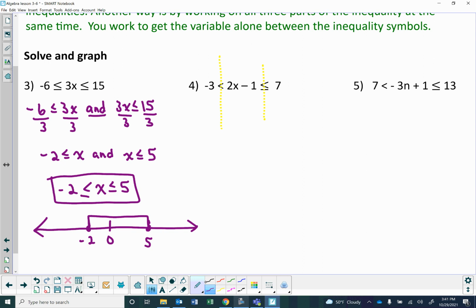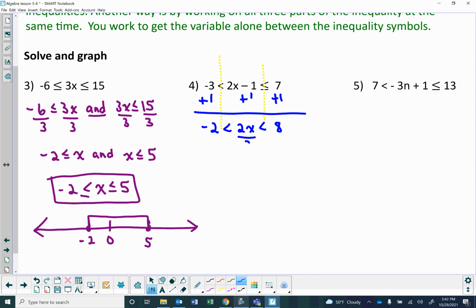So to do that, if I was to look at this inequality, I would add 1 to the middle, which means I also have to add 1 to the right-hand side and add 1 to the left-hand side, because that's where my yellow dotted lines are. So if I do that, -3 plus 1 is -2, which is less than 2x, which is less than 7 plus 1, which is 8. Whatever you do to the middle, you do to the right-hand side, and you do to the left-hand side if it's a compound inequality with the "and" in it.